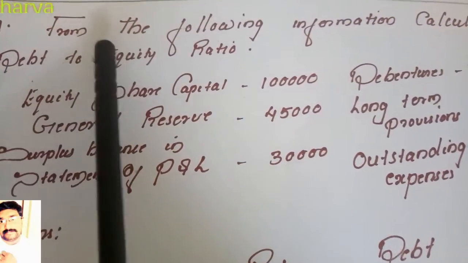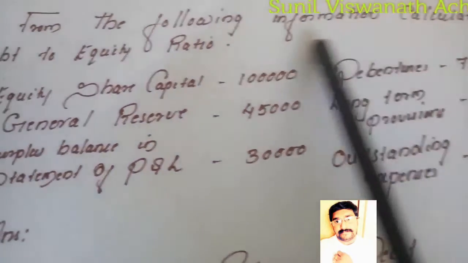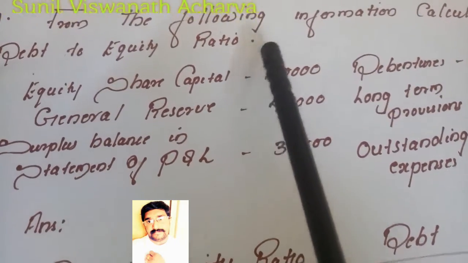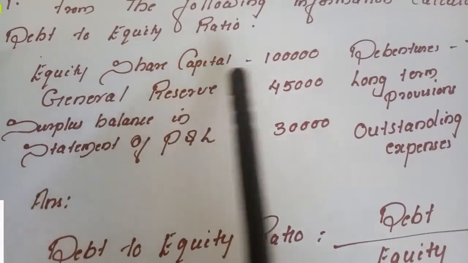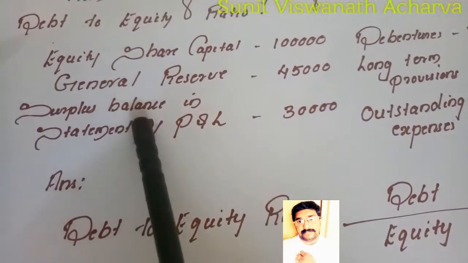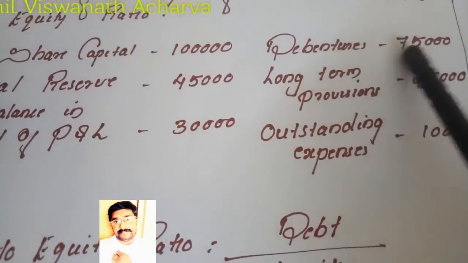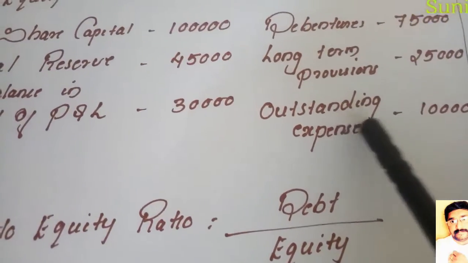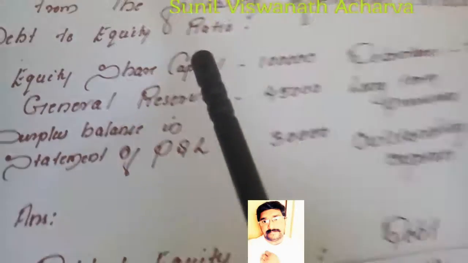So we can see the question here. From the following information, calculate debt to equity ratio. Some information is given in the question: equity share capital 1 lakh, general reserve 45,000, surplus balance in statement of profit and loss 30,000, debenture 75,000, long term provision 25,000, outstanding expense 10,000. So we have to calculate the debt equity ratio.